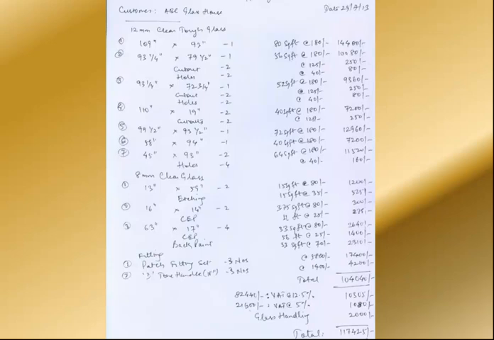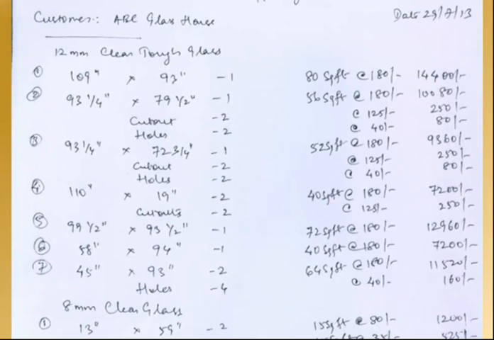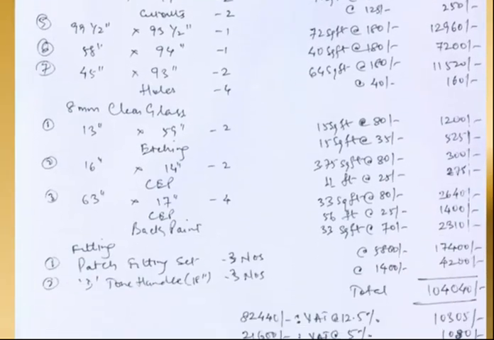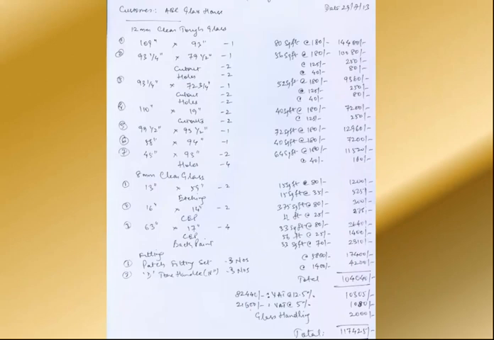We'll now quickly see how a coat can be made using Plus Glass Coat. This is the coat which has been prepared manually. We have 12 mm clear toughened glass with holes and cutouts, 8 mm clear glass with some processes and a couple of fitting items. The total value is 1,17,425 rupees. We will now make this coat in Plus Glass Coat.